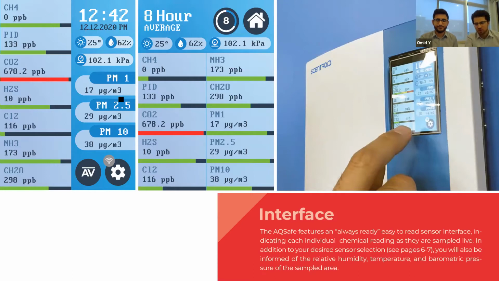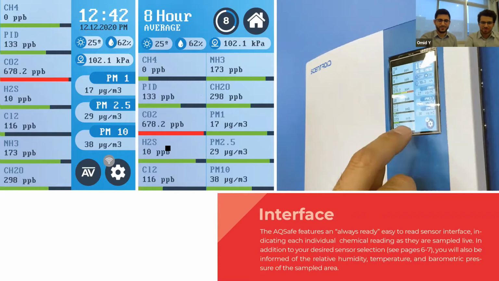One of the interesting features of the AQSafe is that you can see live readings, which you would see on the left screen. If you press this average button, it'll give you 1 hour averages, 8 hour averages, and 24-hour averages that you would see in this screen here. We are now showing 8 hour averages. And then we also have the settings button, which you can use to access your settings, for example, to reconnect to your network and check some other settings.